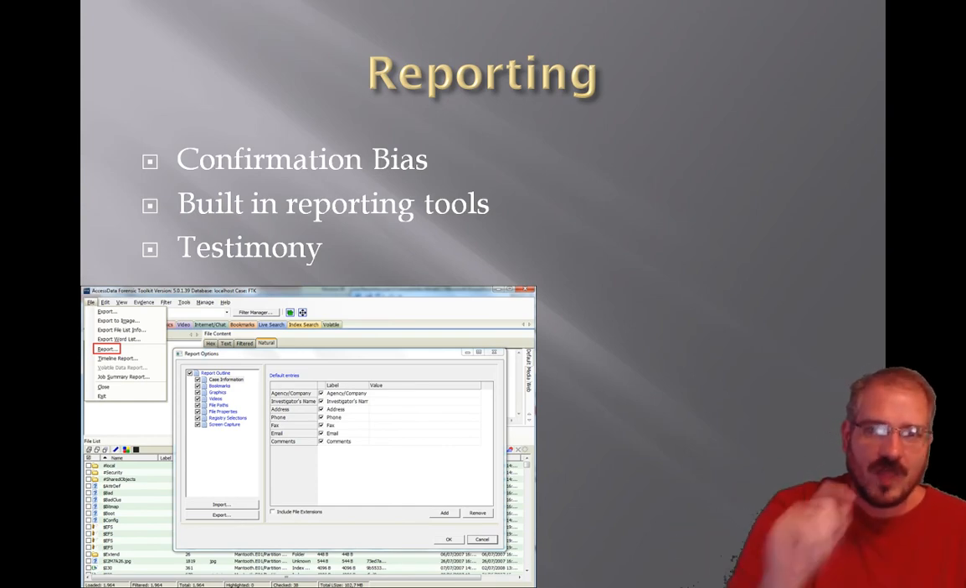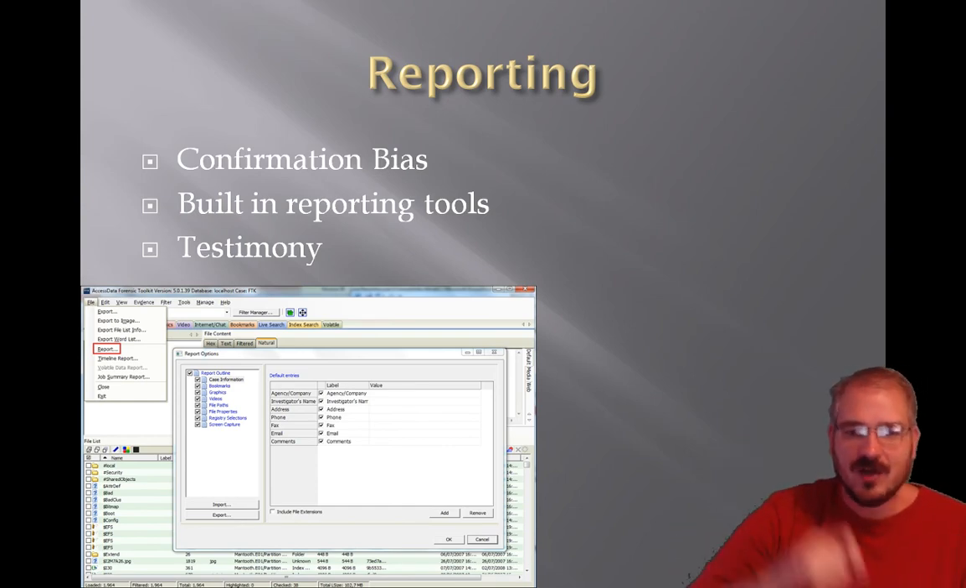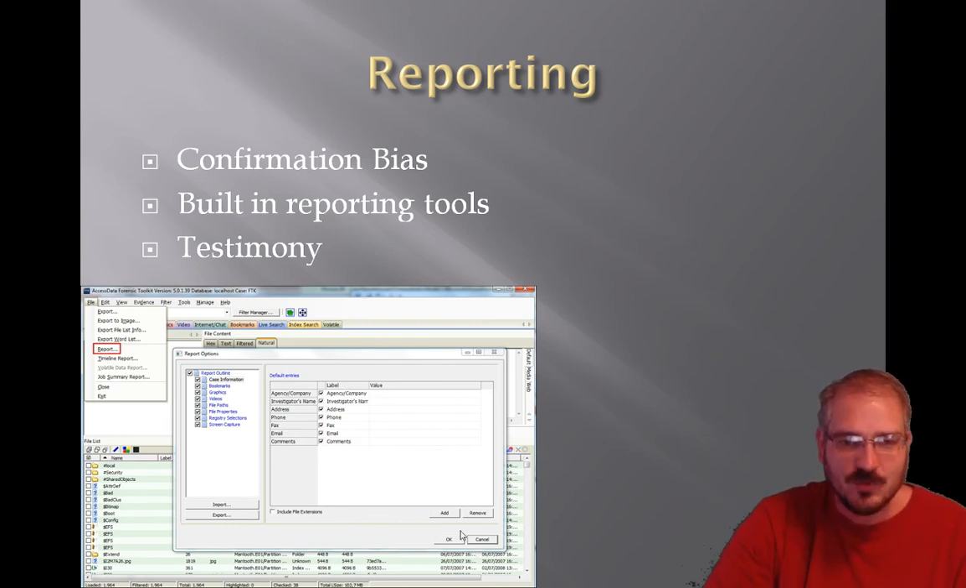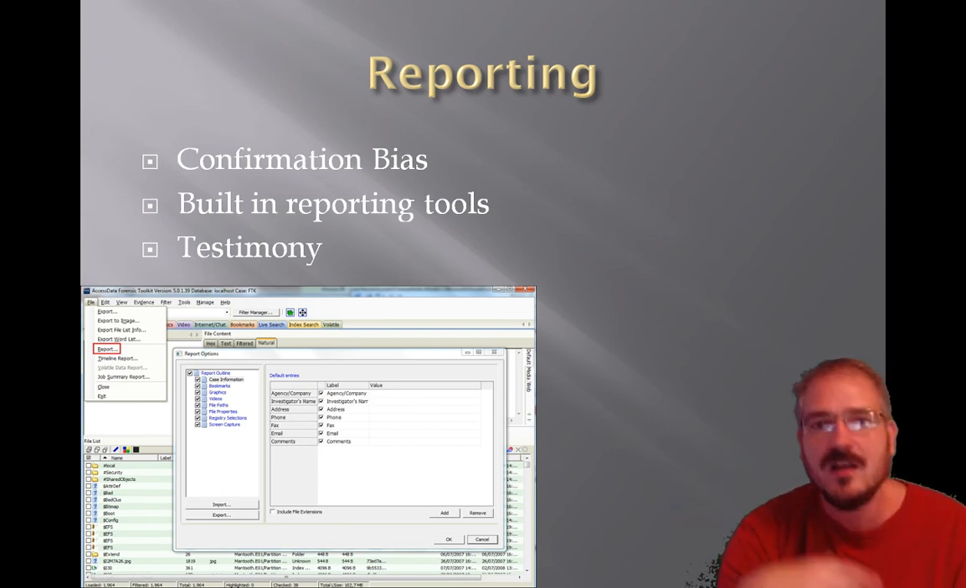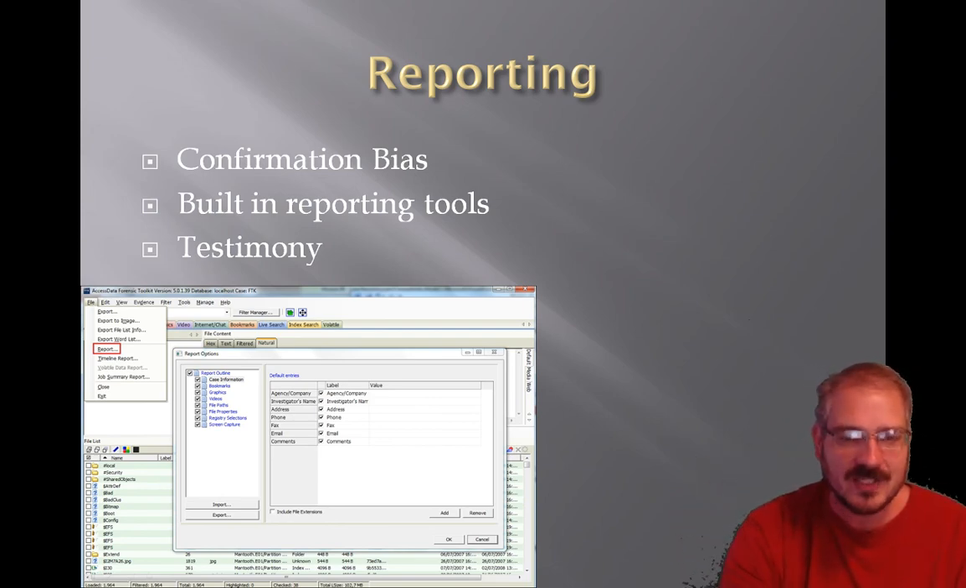Then once you're done doing all that bookmarking and all that labeling, you go to File, Report, and it pops up with this handy tool. And all your bookmarks are there. All the graphics you've tagged are ready to go. All the videos, everything is in there, ready to go. Plus it has your law enforcement agency or lab name, your name, your address and phone number, the case number, the evidence number of the hard drive you did the analysis on, all that in one nice package.